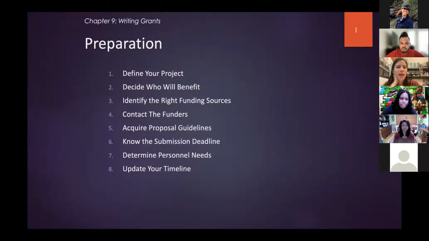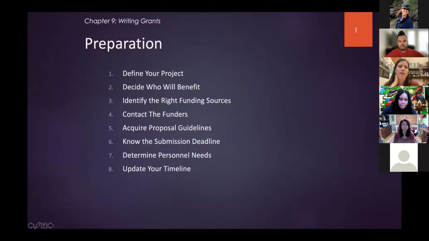And when it says to determine the personnel needs, I think it is broader than that. I think it's about knowing what you are going to spend the money on as well. I think this is the main issue with many small organizations: they say we need money, we need money, we need money. But the question is, what do you need money for? And you need to verbalize that very well, right?